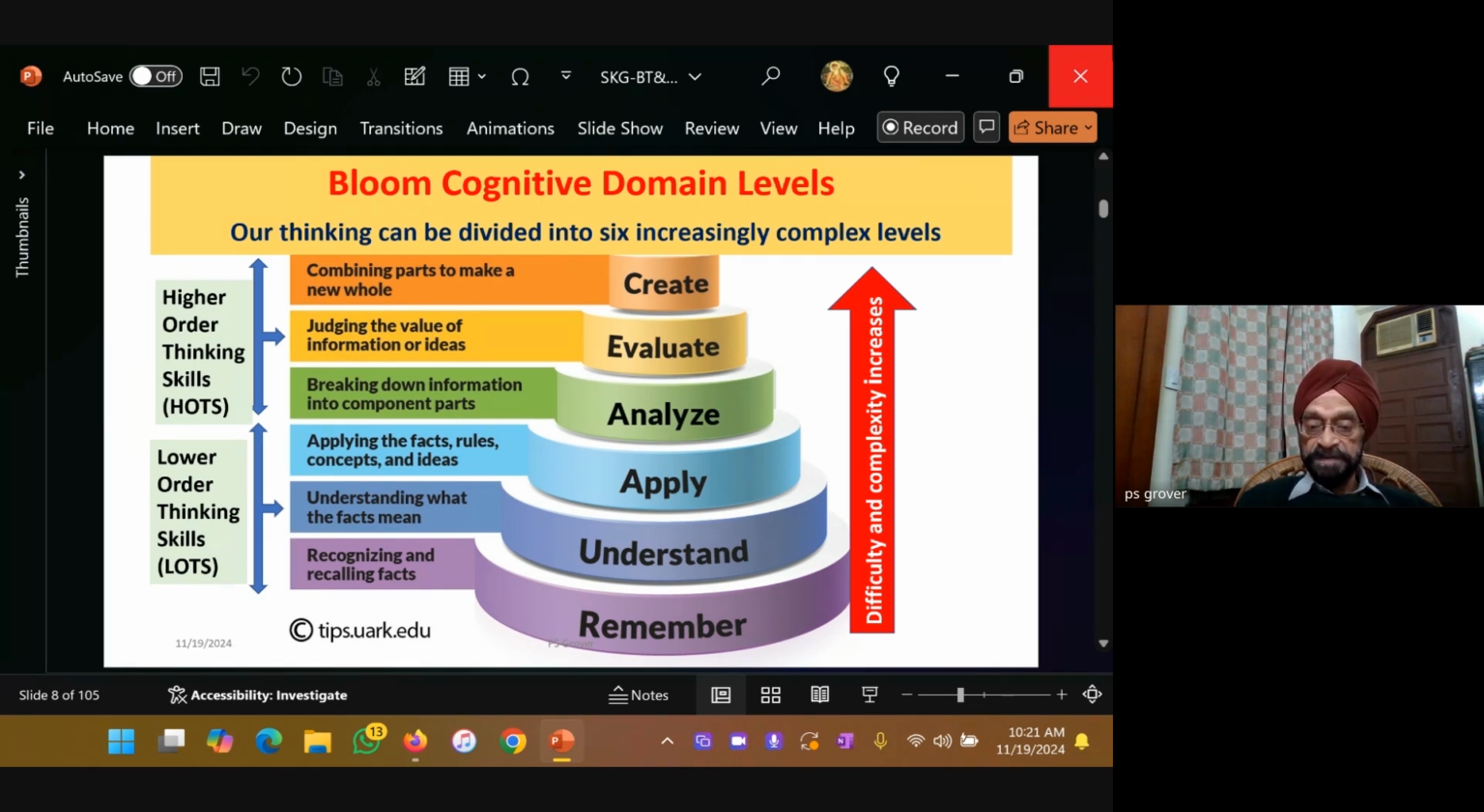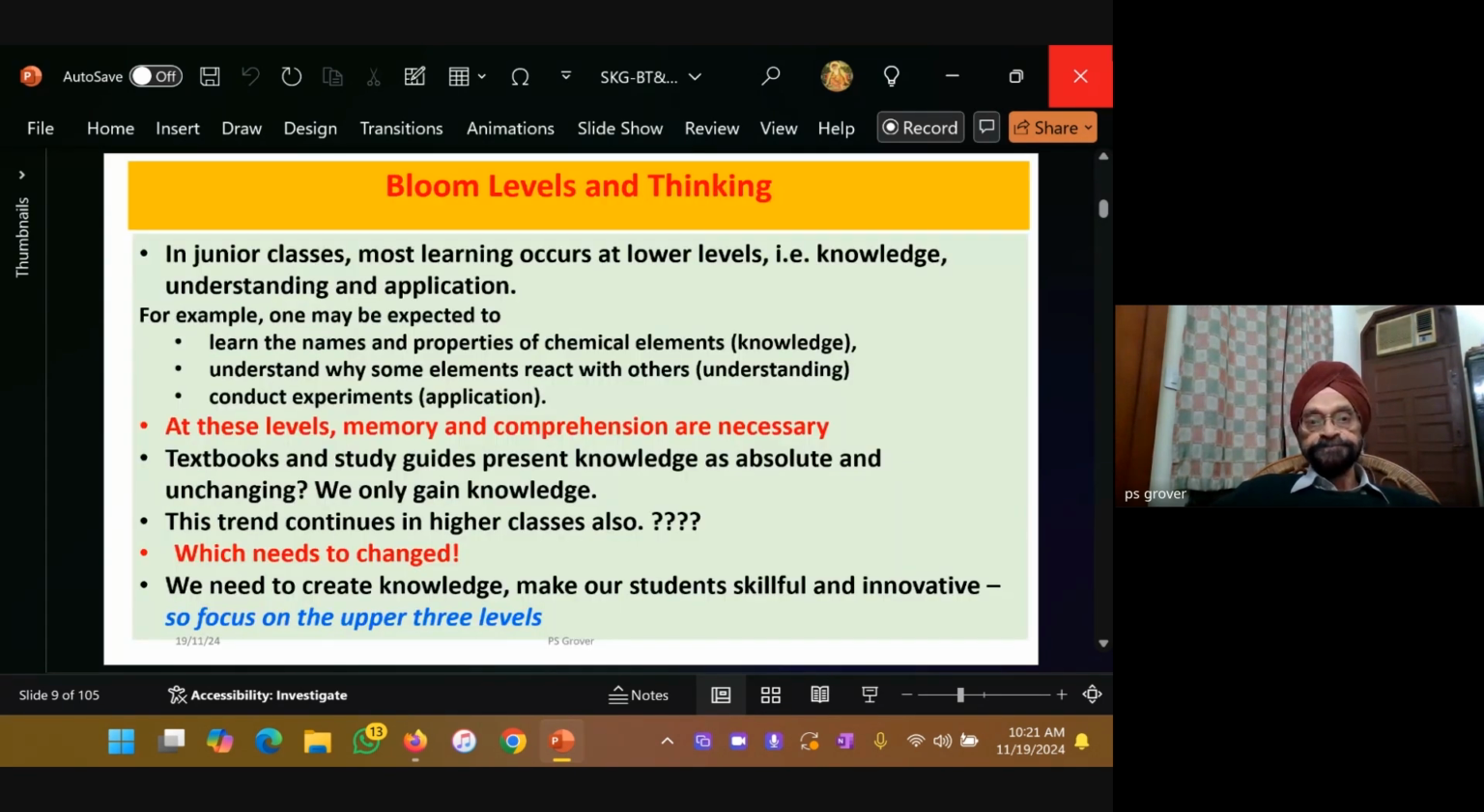Remembering something that already exists, we just memorize that and remember it. Now, when we apply our knowledge, that knowledge becomes skill. So, as a convention, the lower three thinking skills are characterized as lower order thinking skills, and skills corresponding to the upper three levels are categorized as higher order thinking skills. This is a nomenclature which is adopted universally in the context of Bloom taxonomy and mental learning.